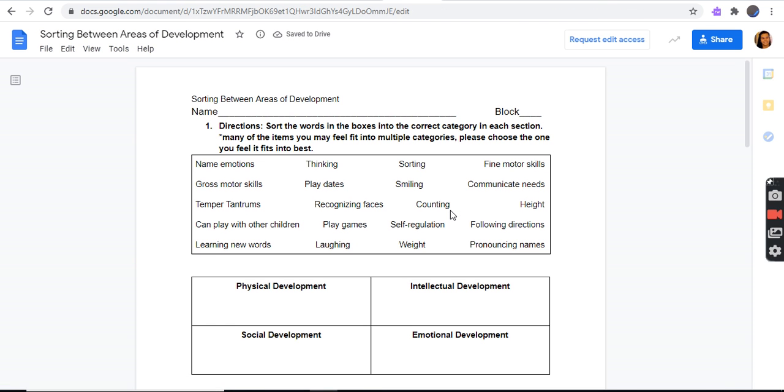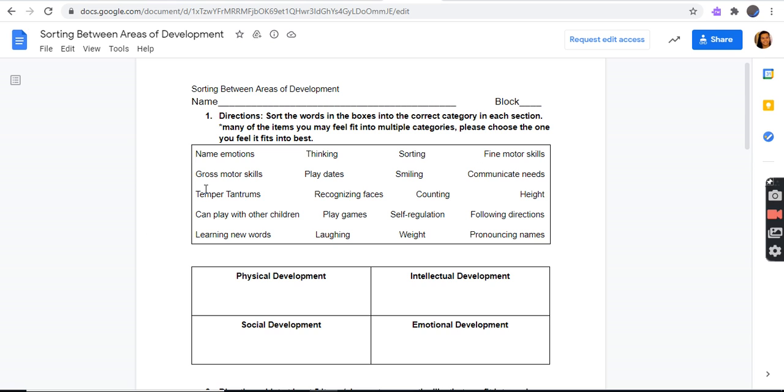Sorting between areas of development. This was made by a child development teacher. Okay, so directions: sort the words in the boxes into the correct category in each section. Many of the times, the words may seem to fit into multiple categories. Please choose the one you feel it fits into best. Yeah, me and Jasmine and Kaden did all this together.